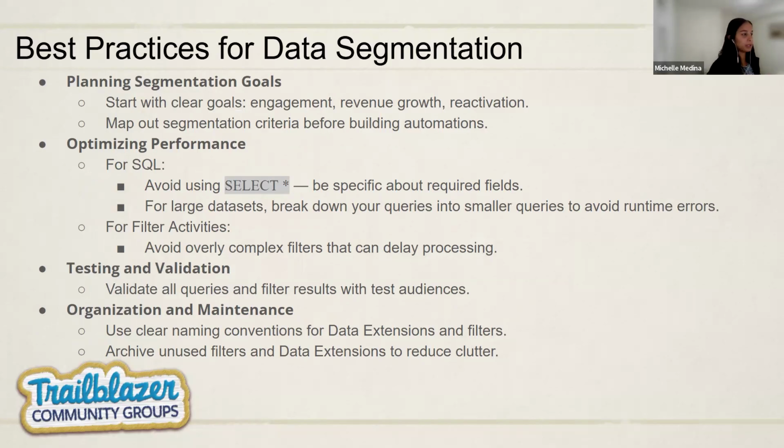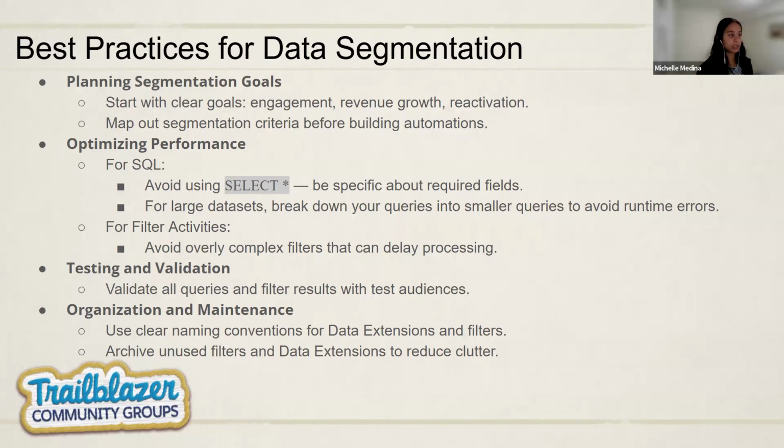And then before you start building those automations, right? Map out what that criteria would look like before building. And then optimizing performance. Again, the more complex criteria is lots of automations running. You want to make sure each activity, each automation is performing well.